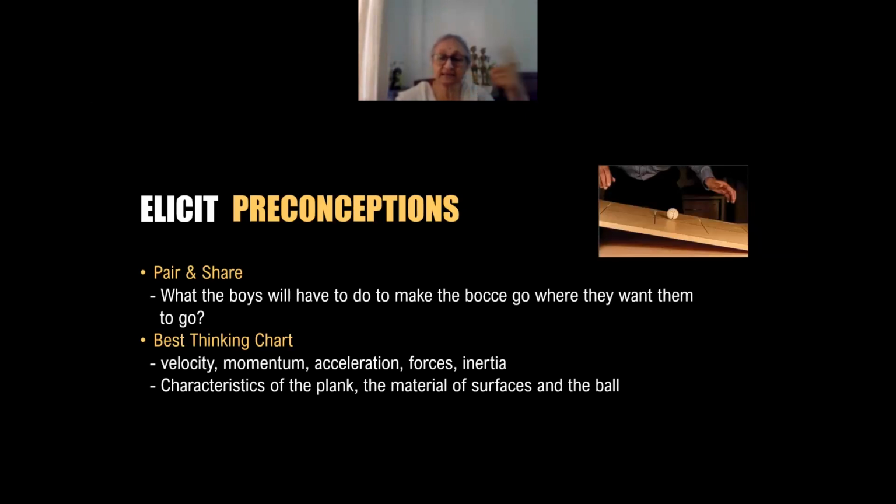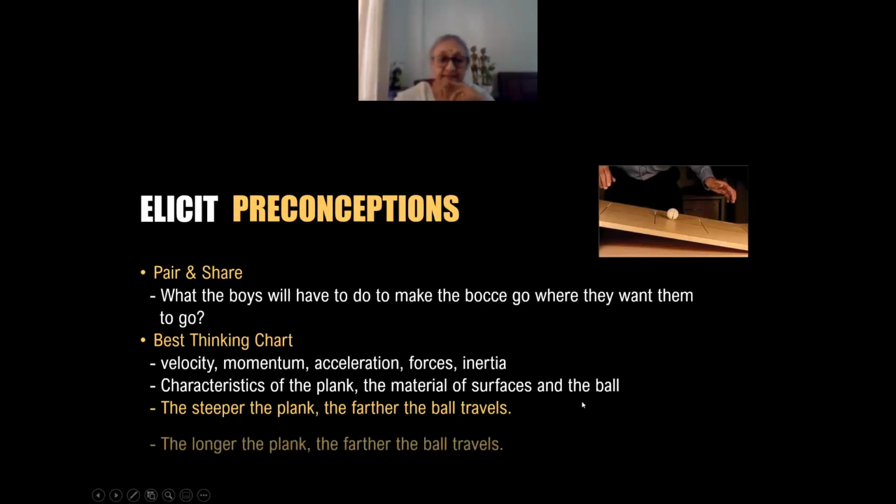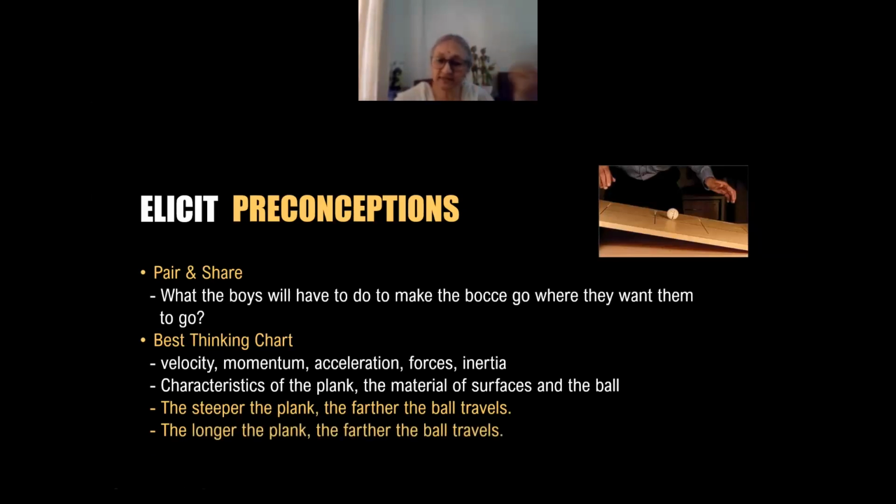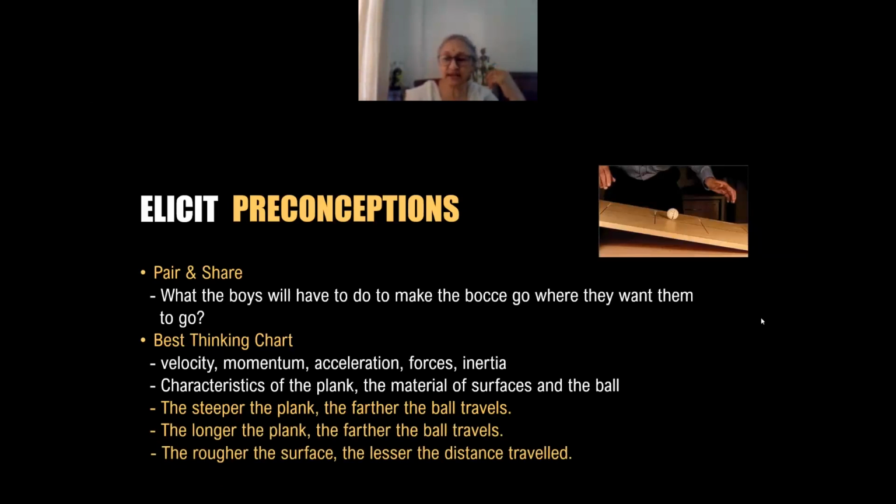And then they are telling us what they know. They're saying the steeper the plank, the farther the ball travels. The longer the plank, the farther the ball travels. The rougher the surface, the lesser the distance traveled. So these are their initial ideas.